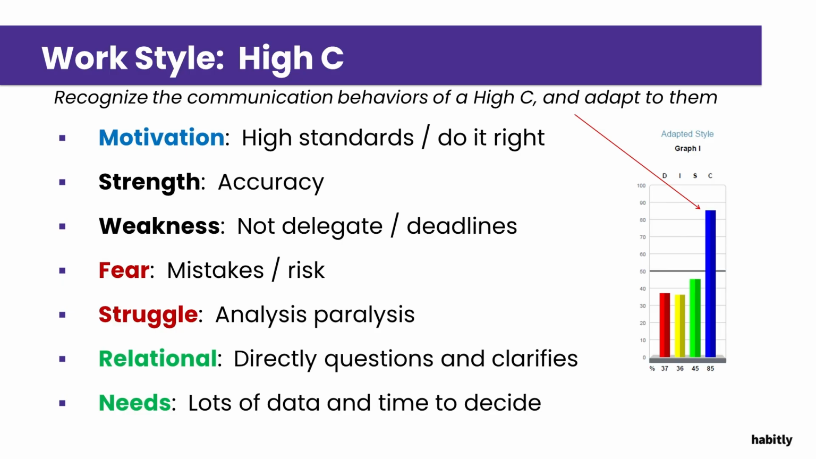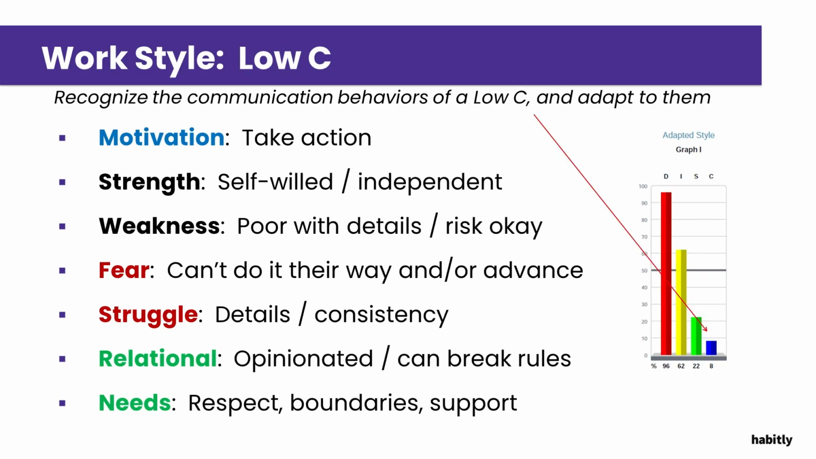Relationally, they will directly question and clarify things to get a better understanding, and they need a lot of data and time to decide. And last but not least, the low C. Their motivation is, let's take action. Their strength is they're self-willed and they're independent. But the weakness is they're poor with details and very comfortable with risk. They have a fear that they can't do it this way and advance. Their struggle is with details and consistency.